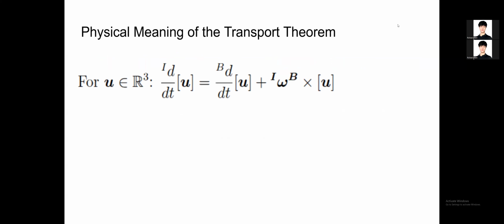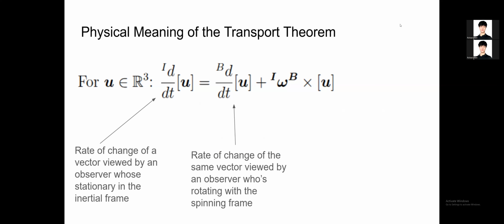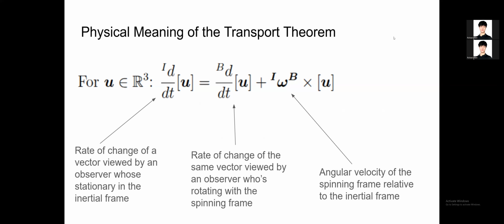So, just a refresher, the transport theorem works on 3D vectors. It relates the time rate of change of a vector observed in a certain frame to the time rate of change of the same vector observed in another frame. And the time rate of change of the vector is observed to be different between the two frames if one of those frames is rotating with respect to the other. So let's take a look at this phenomenon in action.